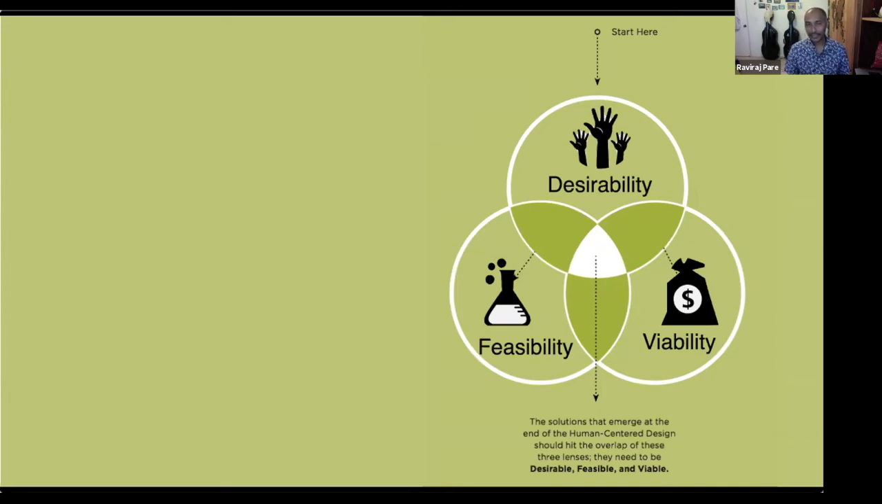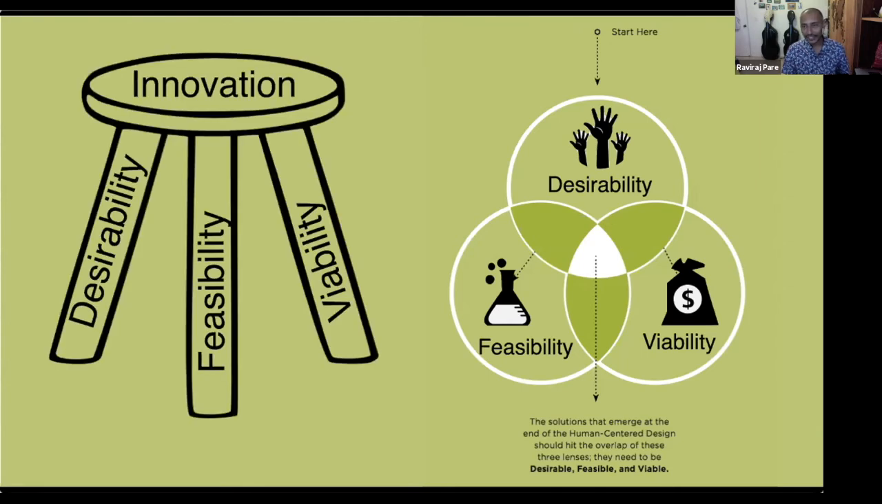The good part is the process allows you to iterate and get to the center of these three lenses of feasibility, desirability, and viability, right? Another way of looking at it is that innovation sits upon a three-legged chair with desirability, feasibility, and viability. Even if one of them is weaker, it doesn't hold up. So you want to work on all three of these things. Just a quick question here. Which one do you think is the most important of all the three, which we often ignore?